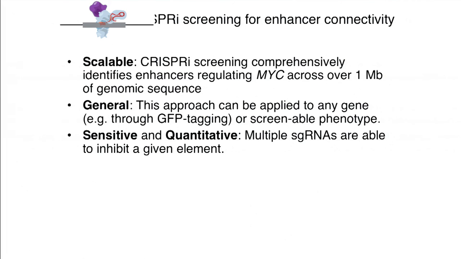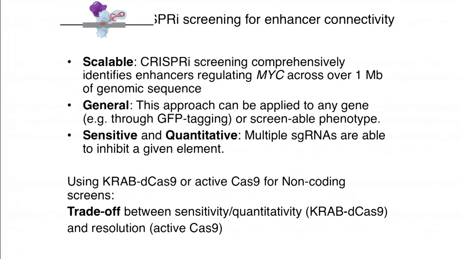And to point out a potential issue that you might be interested in if you're doing these sorts of non-coding screens is whether to use a CRISPR-dCas9 inhibition tool or active Cas9 that actually cuts the locus. And in these screens, also published by Fung's lab, they're using a single guide RNA to cut in a pooled fashion to tile every guide RNA in a region and then find those that are enriched or depleted and see that the cut right at a motif imparts a function.